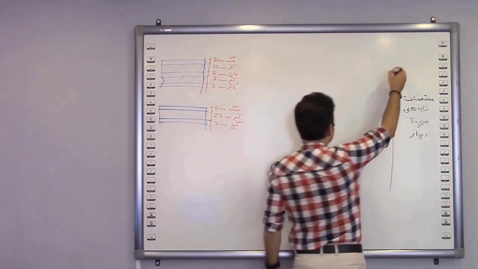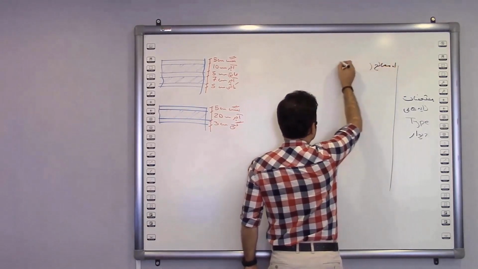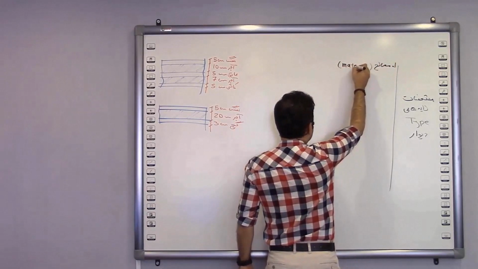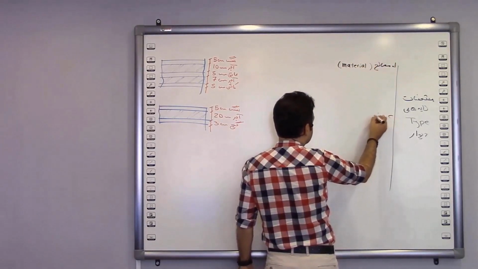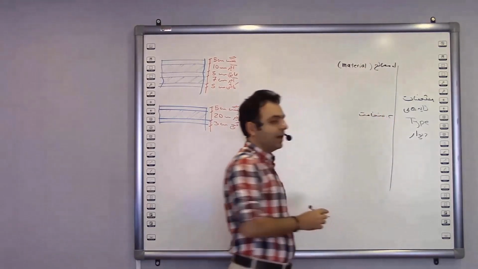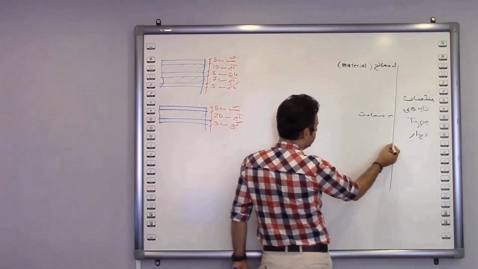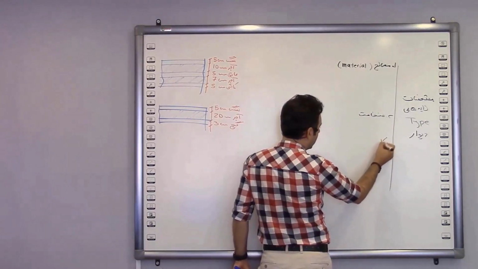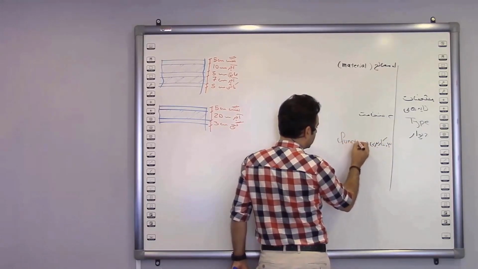Well, I said that number one is material. Number two is thickness. That's right. But there's also a number three. Number three is the function. Now, what does it mean? What does it do?